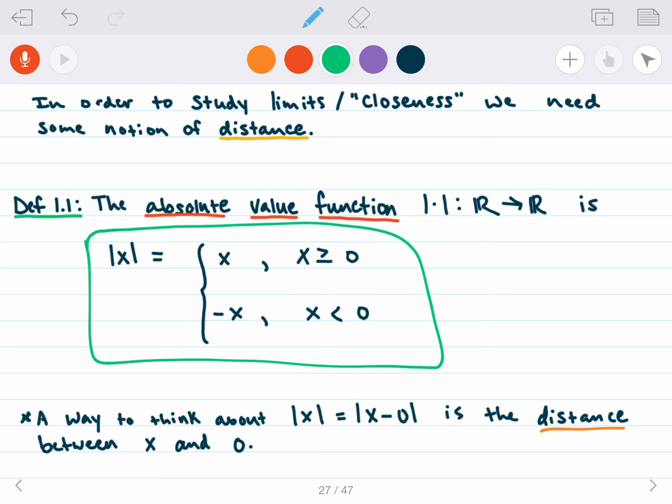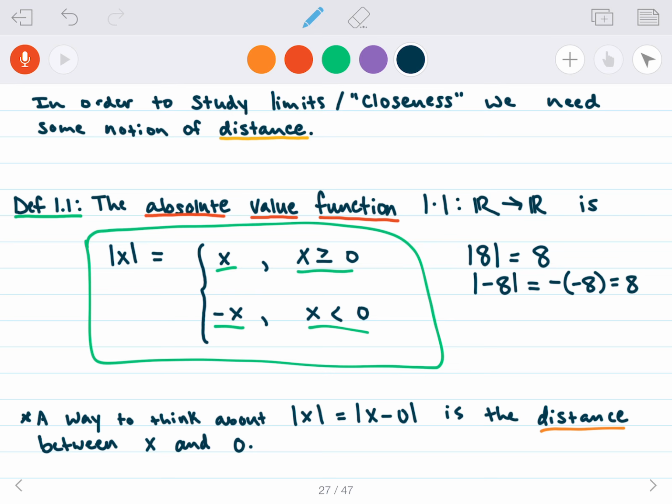So the absolute value of x is just x if your number is bigger than or equal to 0, and it's negative x if your number is strictly less than 0. So for example, if you're trying to take the absolute value of 8, since 8 is bigger than or equal to 0, it's just equal to 8. Okay, negative 8, if you're taking the absolute value of that, well, since negative 8 is less than 0, it's going to be negative negative 8, which is just positive 8.